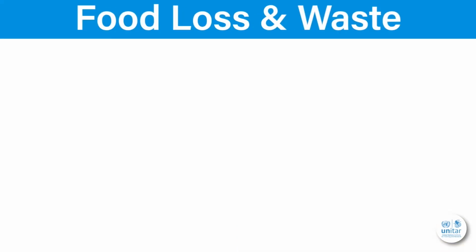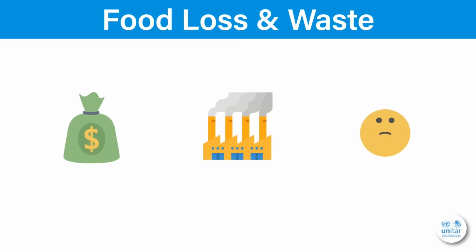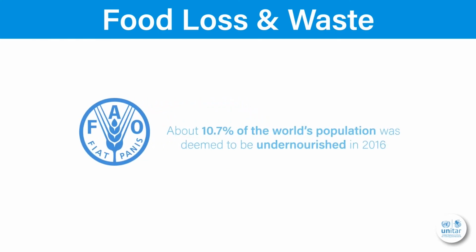Food loss and waste is a serious problem. It costs money, it affects our environment, and it affects us, the society. Beyond food loss and waste, environmental issues related to an improper disposal of food waste, there is a moral dimension to the matter. According to the FAO, about 10.7% of the world's population was deemed to be undernourished in 2016. With an increasing world population, and the need for food security, wasting food and losing food along the food chain is not acceptable. It reduces our resources, causes conflict, and costs money.